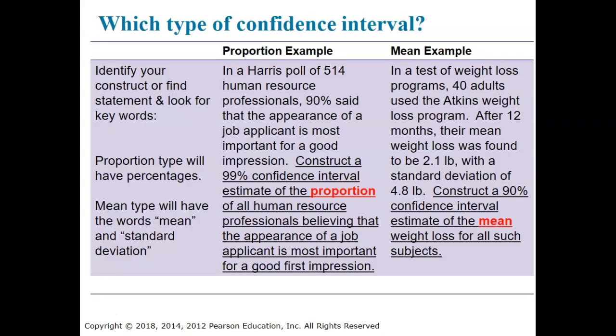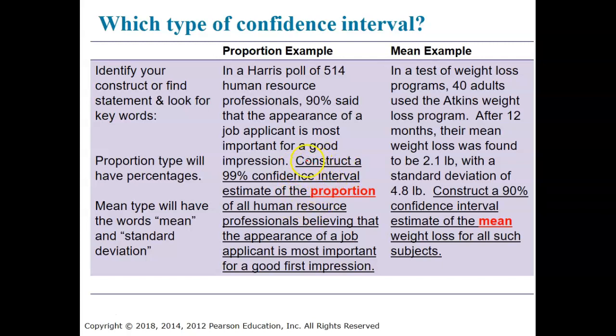As we add this second type of confidence interval, one of the issues that you face is being able to determine which type you're working with. So when you approach a problem, my recommendation is to read the question and locate what I call the construct or find statement. Somewhere in the problem, it's going to tell you what you're going to be asked to do.